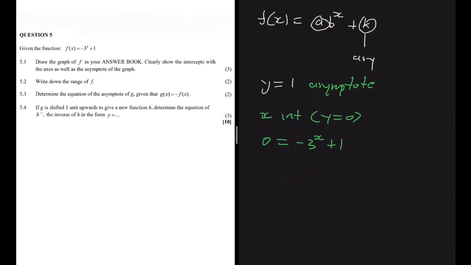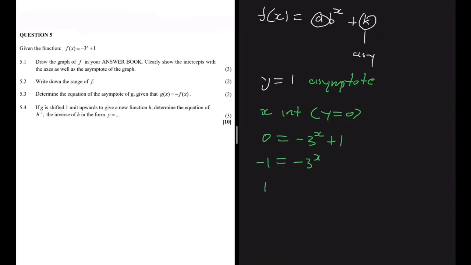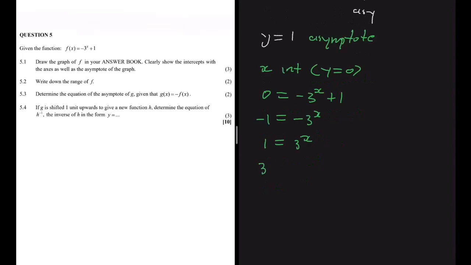So let's take 1 to the left-hand side. We're going to get minus 1 being equal to minus 3 to the power x. So 1 is equal to 3 to the power x, right? We can write 1 as 3 to the power 0, and then it will be equal to 3 to the power x. If we drop the bases and equate the exponents, we're going to get x is equal to 0, right? So we have one intercept at x is equal to 0 and y is equal to 0.